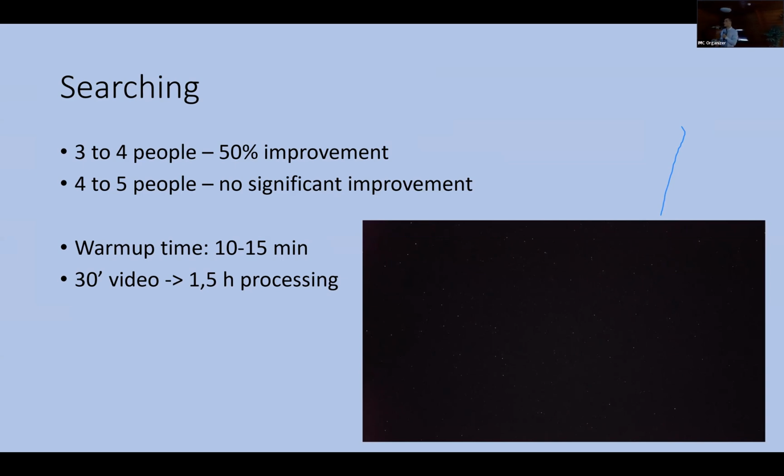So we stayed usually at 4 people, and it was a feeling that we needed a warm-up time to adjust to the atmosphere of meteor sighting, and usually a 30-minute video took 1.5 hours of processing.